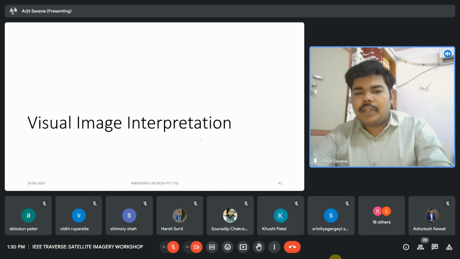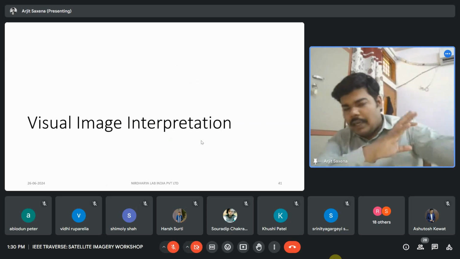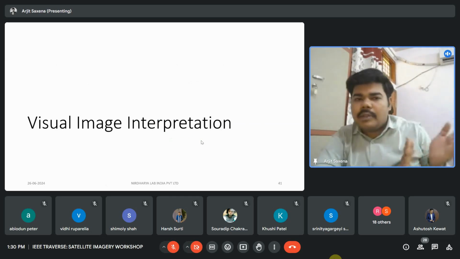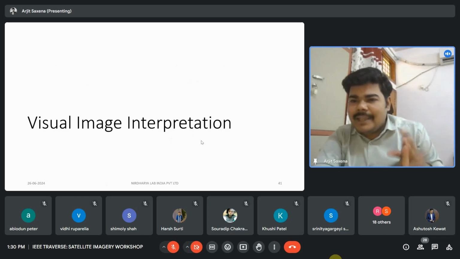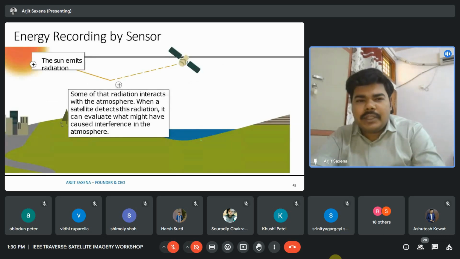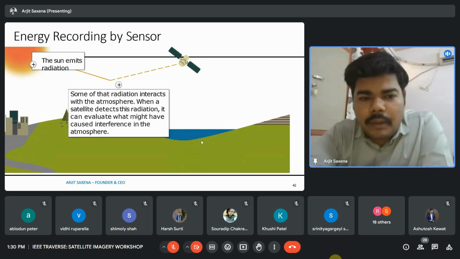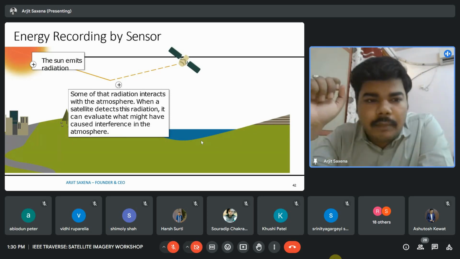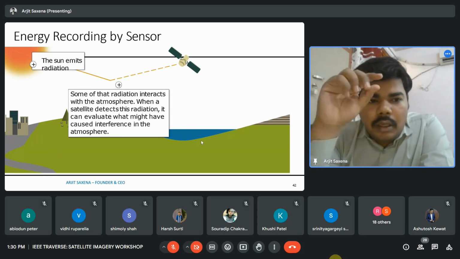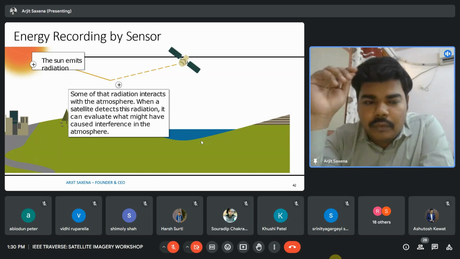Now the visual image interpretation. Till now we have discussed remote sensing, how remote sensing works, how the interaction happens, and the case study about ISRO payloads. Now, visual image interpretation is simple. I have made a few examples, and through a series of slides you will get an idea. So focus on this point, this is very important. Your energy is coming from the sun.